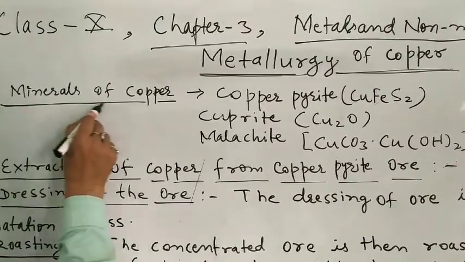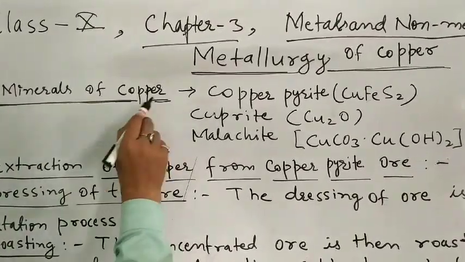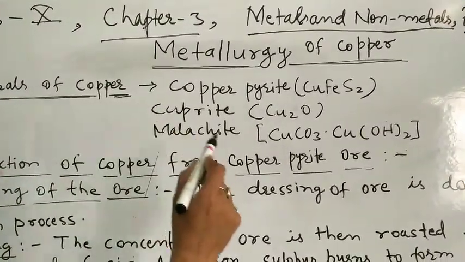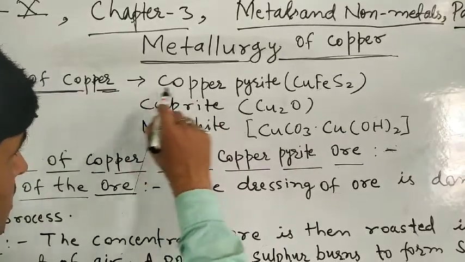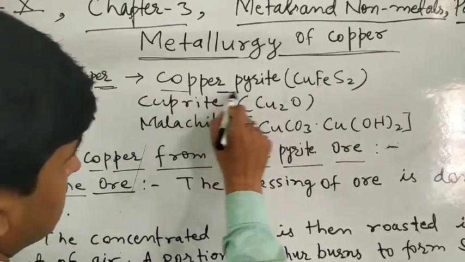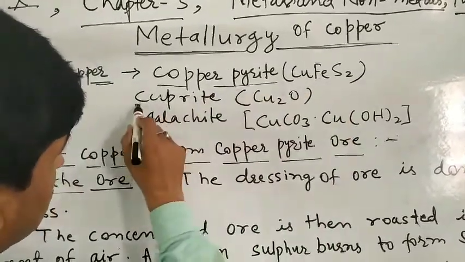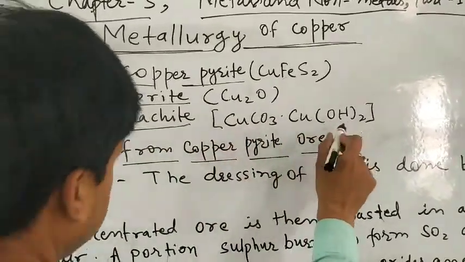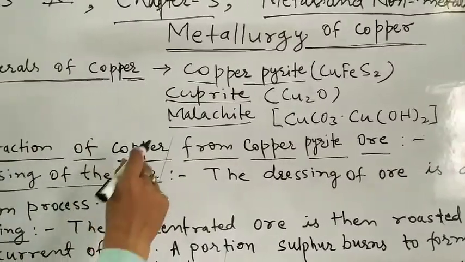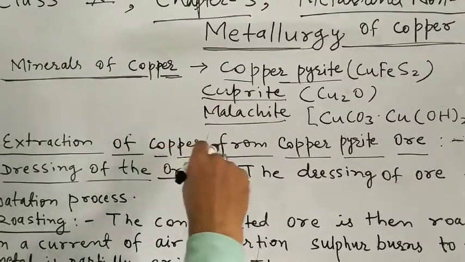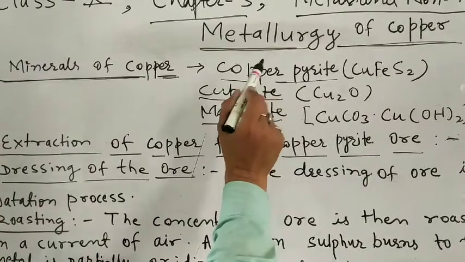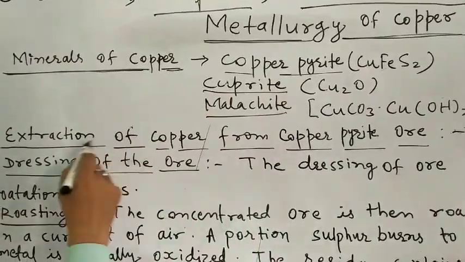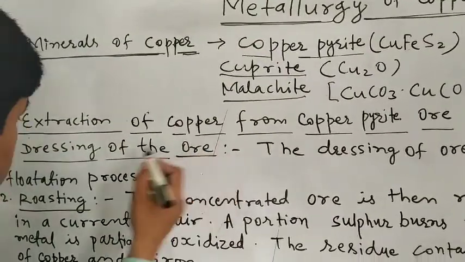So first of all we have to know about the minerals of copper, in which we take a common ore from which we separate copper. The minerals of copper are copper pyrite, CuFeS2, cuprite, Cu2O, and malachite, basic copper carbonate. Of these three examples, copper pyrite ore is used for the extraction of copper.